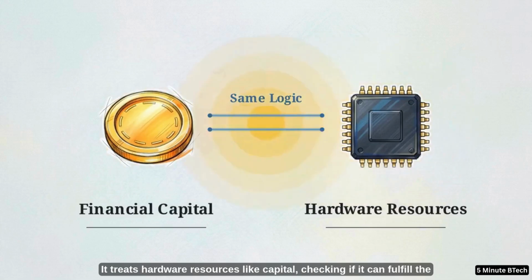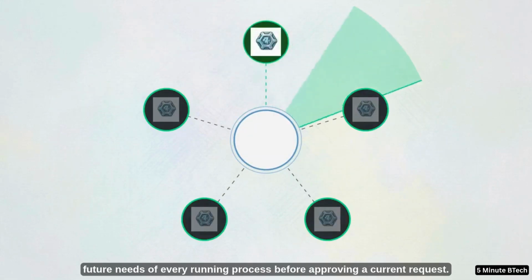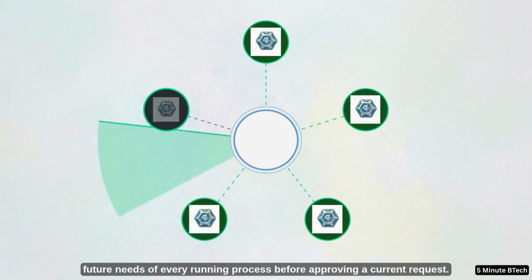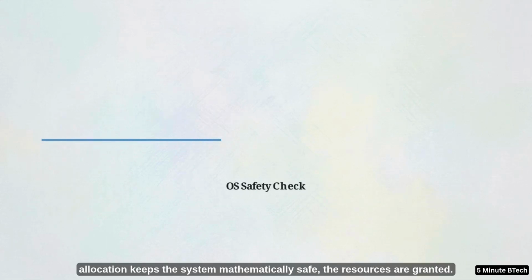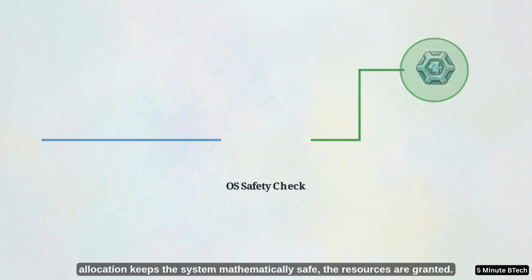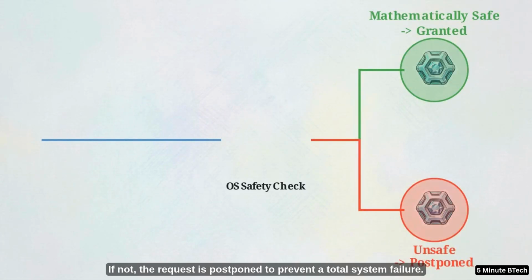It treats hardware resources like capital, checking if it can fulfill the future needs of every running process before approving a current request. Ultimately, the algorithm is a risk assessment tool. If the allocation keeps the system mathematically safe, the resources are granted. If not, the request is postponed to prevent a total system failure.